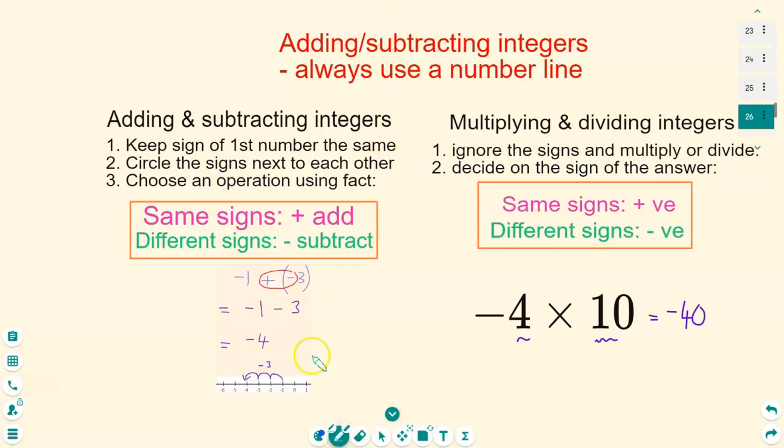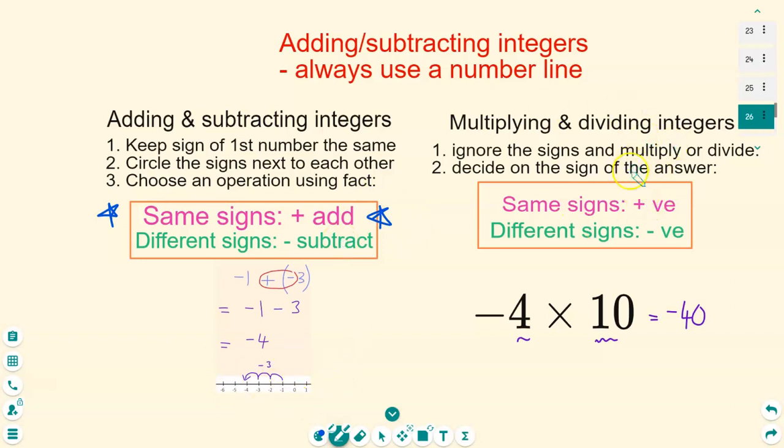Just a little recap on how we add and subtract integers and multiply and divide integers. Maybe you want to remind yourself of how we do that. Maybe pause this and have a look. So -1 plus -3, you keep the first number the same, circle this pair of signs that are next to each other, and then choose whether to add or subtract based on these little boxes here. Different signs means subtract, so that's why we've chosen takeaway there. When we're adding and subtracting integers, we always use a number line.